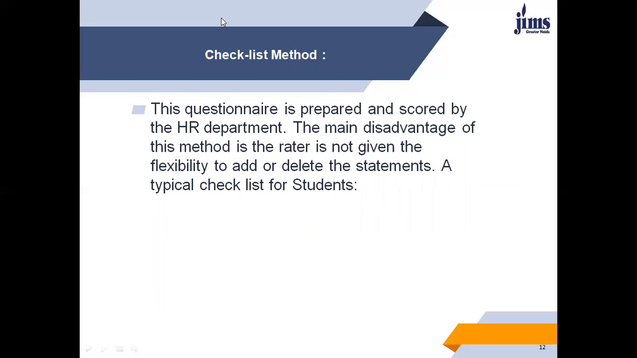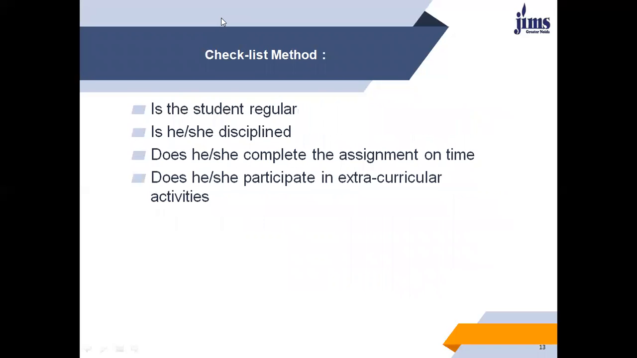A typical checklist for students is given here. So we can have a checklist: is the student regular, yes or no. Is he or she disciplined, yes or no. Does he or she complete the assignment on time, yes or no. Does he or she participate in extracurricular activities, yes or no. Beyond this we cannot go and we cannot rank the student. So these are the four checklist items on the basis of which we may evaluate the performance of the student.